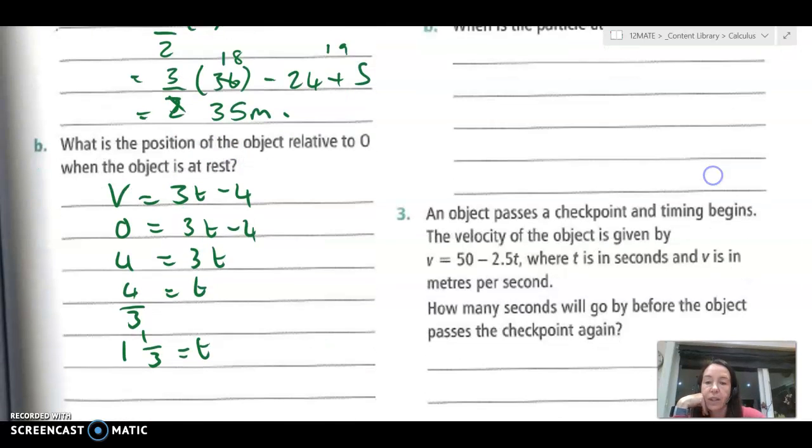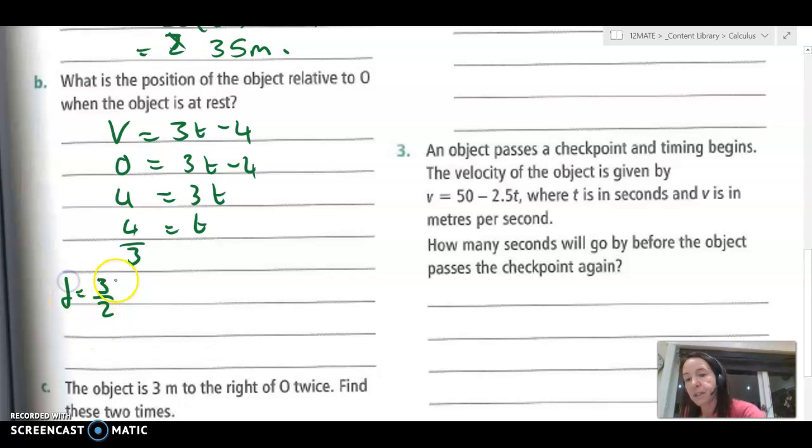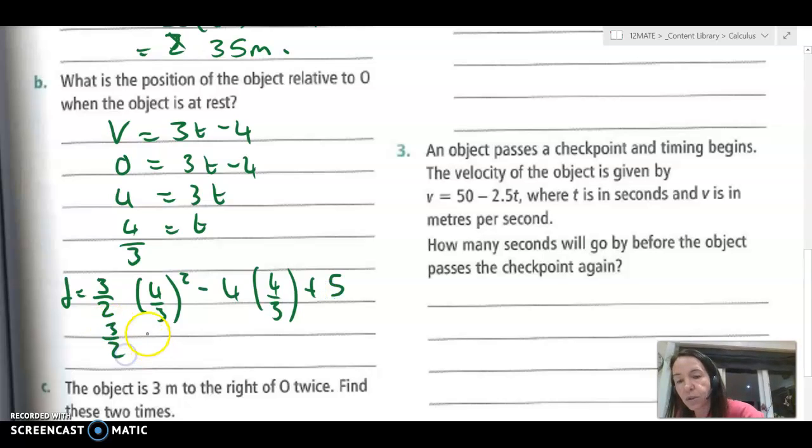So what I need to do is substitute my 1 and 1/3 back into my original equation. I'm actually just going to write it as 4 over 3 because it'll be easier to substitute. So my displacement is going to be 3 over 2 times 16 over 9, minus 16 over 3 plus 5. There's not much space here, unless I've just done it the extra hard way. If you think of a different way to do it, and you found a different way, let me know. I'm just going to make that over 3 as well.